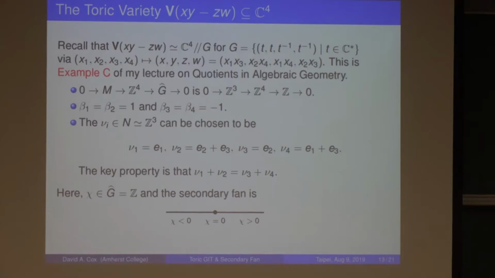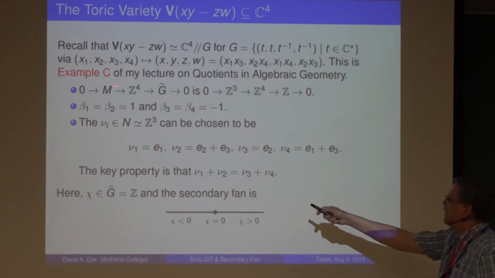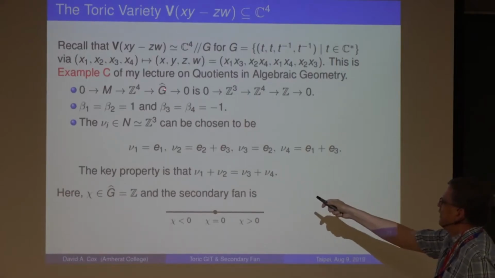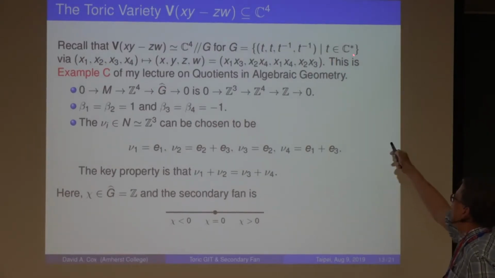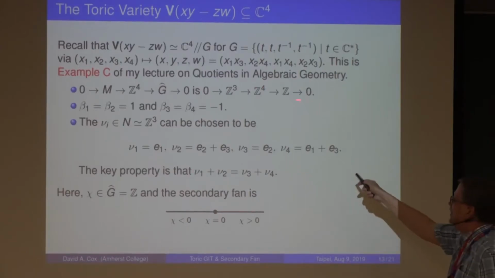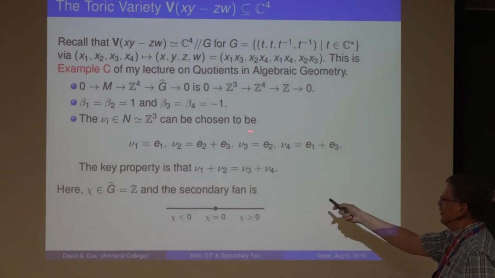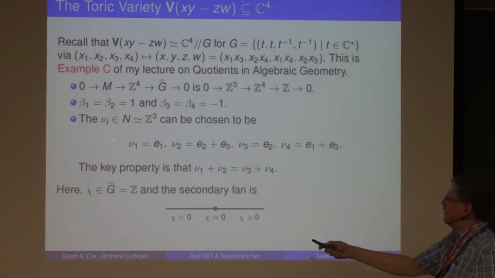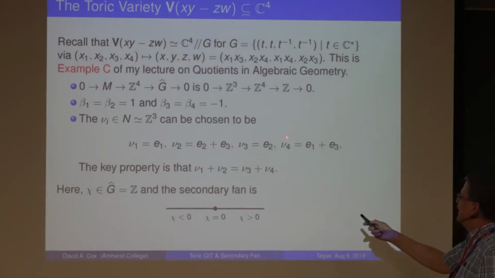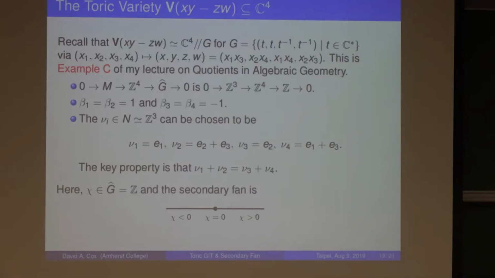And again, that was example C in the background lecture I gave last week. And so when you work out the story here, what the G hat is, that's just isomorphic to C star, so you get this. And then you can work out the betas, and you can work out the nus. And of course, these nus are the ones that generate that very basic cone I drew, and that cone actually gives this toric variety.